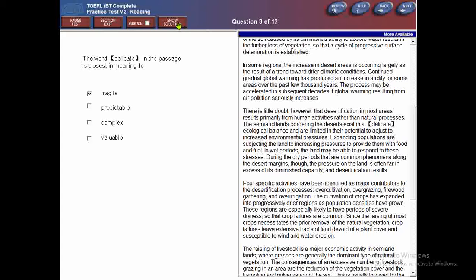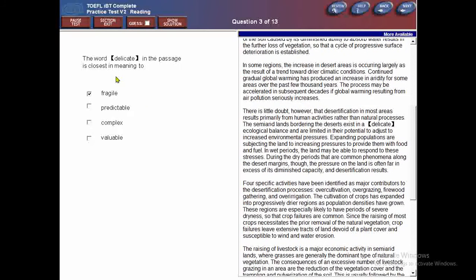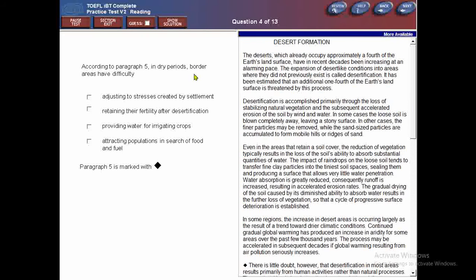Now check this answer. Yes, it's fragile, delicate means fragile. We are not going to spend much time answering the vocabulary questions. Rapidly we are going to the next questions.